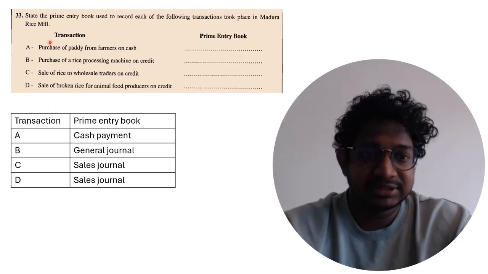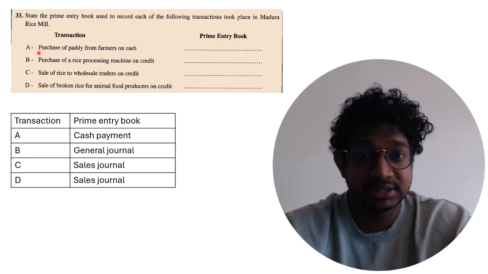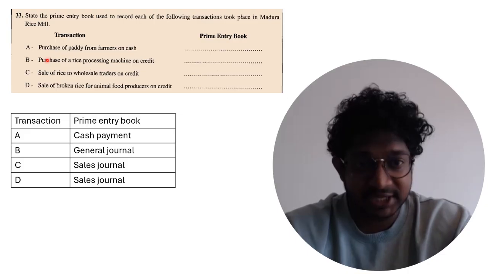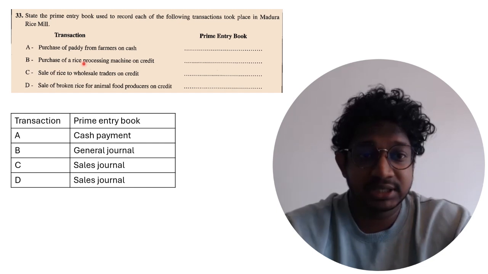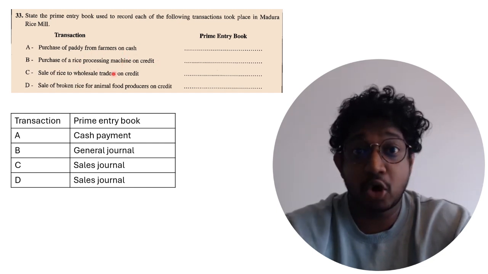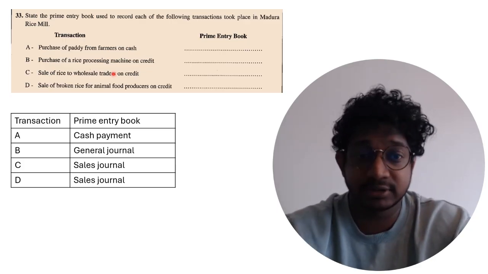Question 33, they are asking the primary books that are relevant for these transactions. Purchase of paddy from farmers on cash payments. Purchase of a rice processing machine on credit, general journal, because here you are purchasing a processing machine on credit. You are purchasing property, plant and equipment on credit.